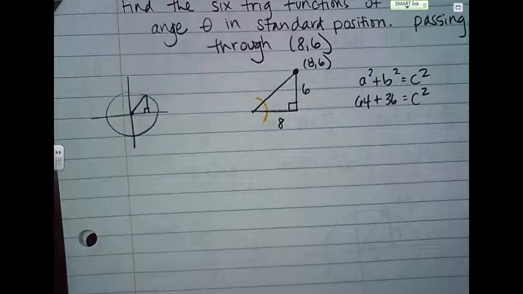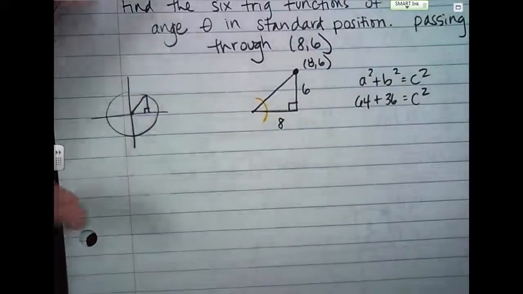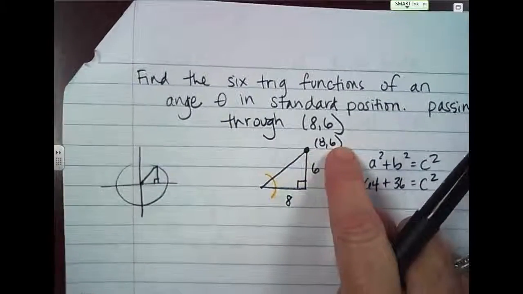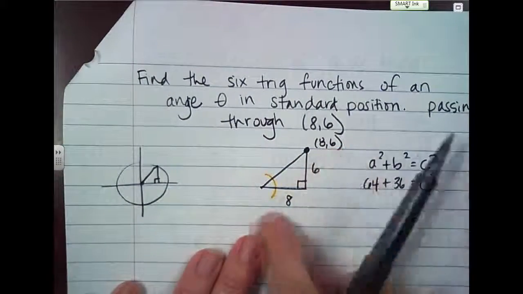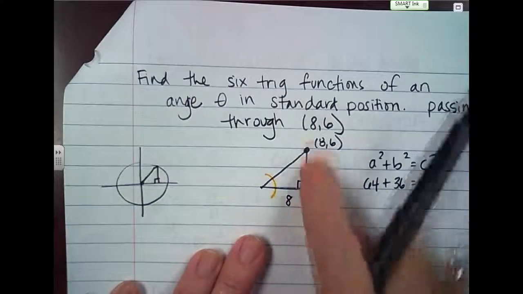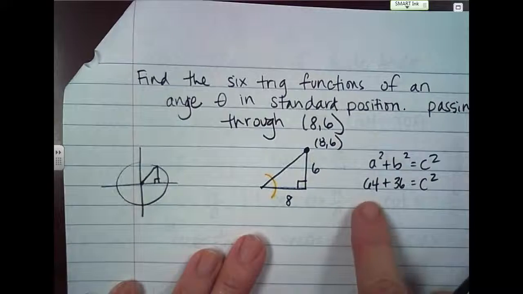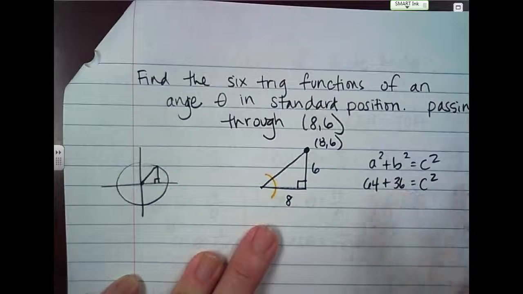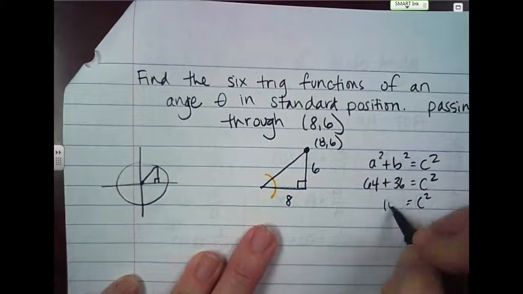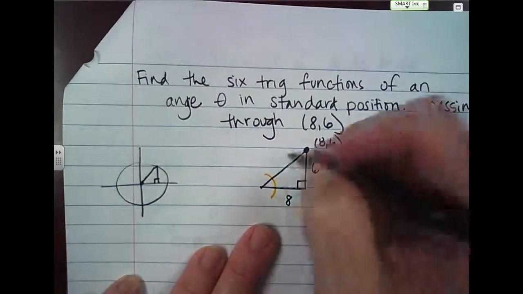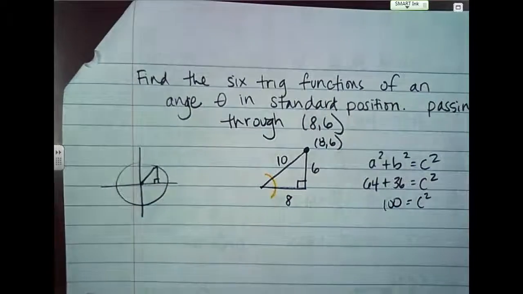Okay, so we're going to continue our notes. We drew a triangle that went through 6, 8, which means that this is the x and the y. So x and y. We're going to use Pythagorean theorem to find our missing side. So 8 squared is 64 plus 36. So c squared is 100, which means the missing side is 10, right?